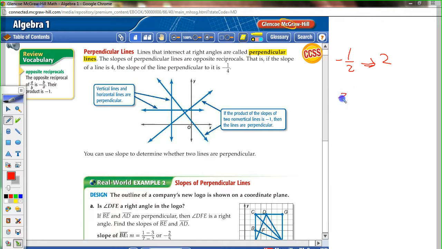If you have 2/3, the reciprocal is, that's a positive, so you need to make it a negative, flip it upside down, 3/2. If you have, let's say, -5/7, the reciprocal will be, change it to positive, flip it upside down, 7/5. Okay, so when you multiply these numbers, they all equal -1. As you can see, so those are called opposite reciprocals. So when you have two perpendicular lines, if one slope is this, the other slope is that.